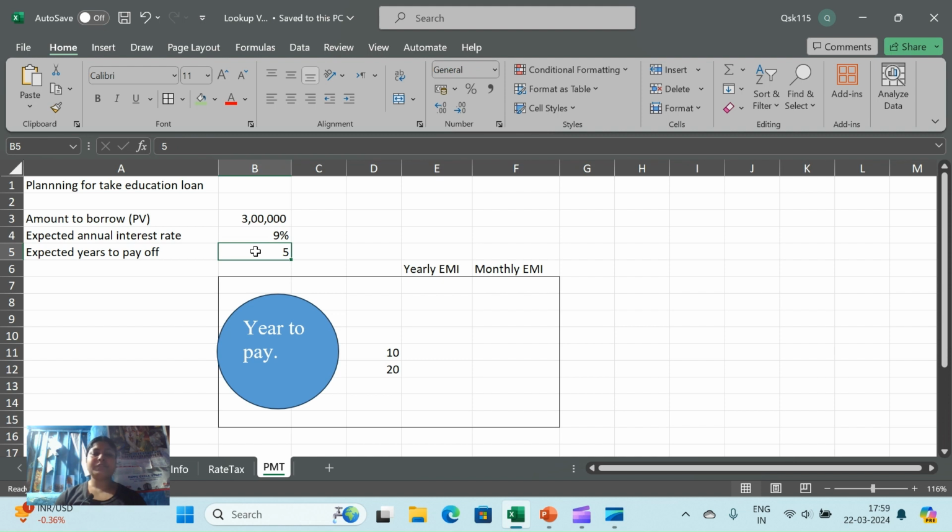Okay, but before I start the session, I want to know how many people know what EMI stands for. What is the full form of EMI? I know there are many people who have knowledge about the full form of EMI, but still I want to say that the EMI full form is equated monthly installment. Okay, so let's look into our formula.